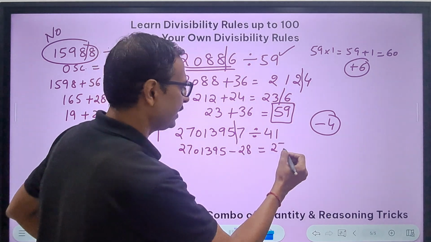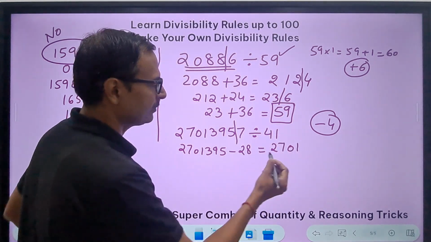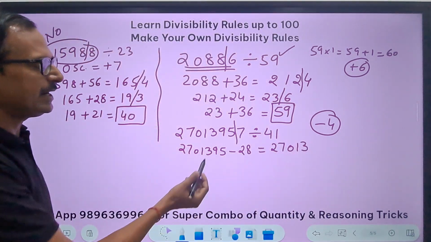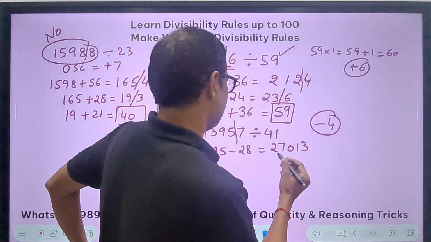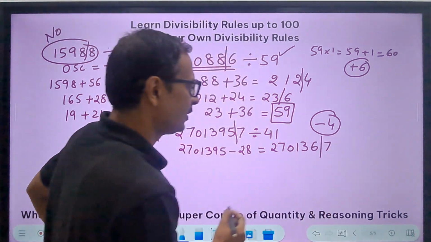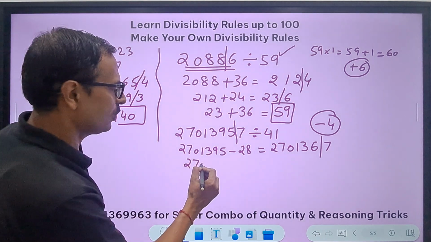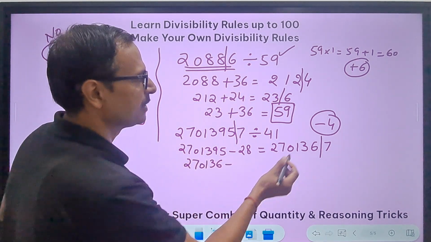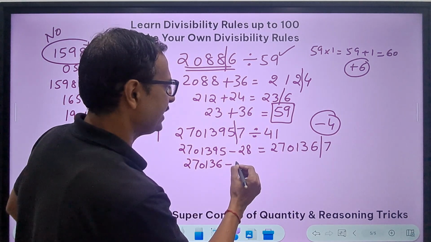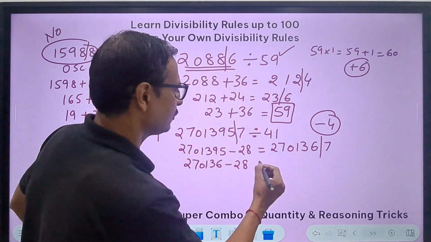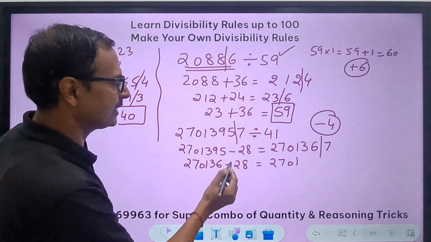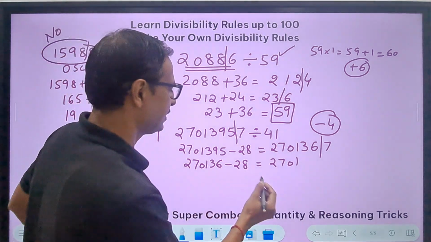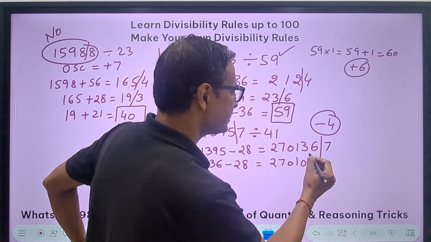So you should be really quick in adding and subtracting numbers. So 95 minus 28, 67? Yes. So 67. Separate out. 270136 minus 4 times 7, 28 again. So we have 2701 and 36 minus 28 is 8. So 08. Separate out.